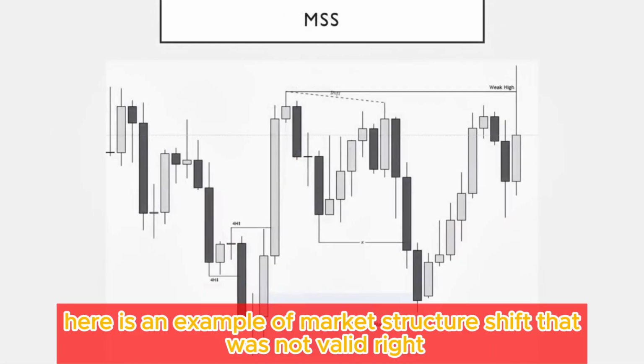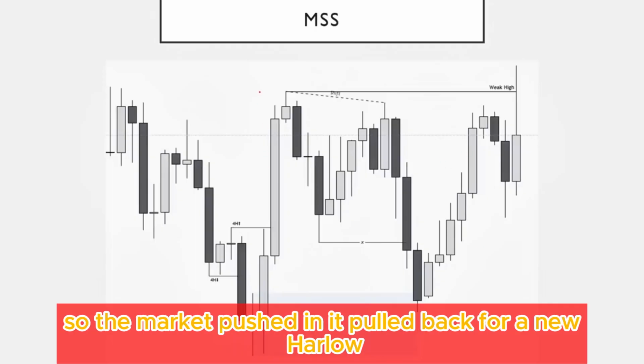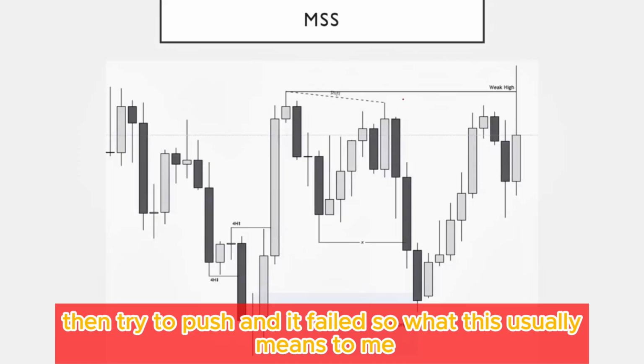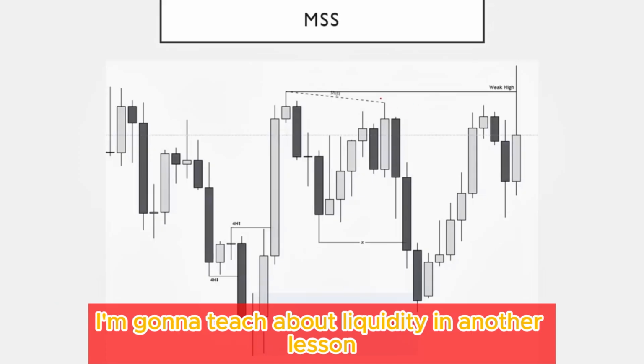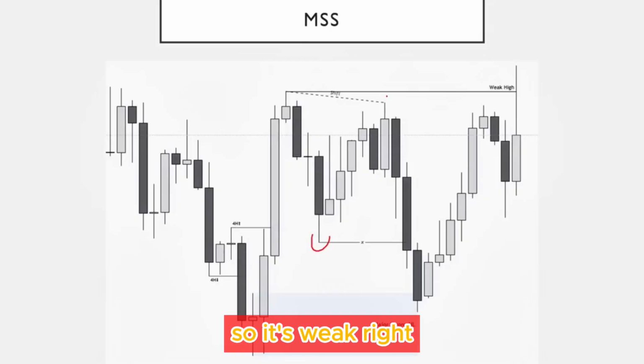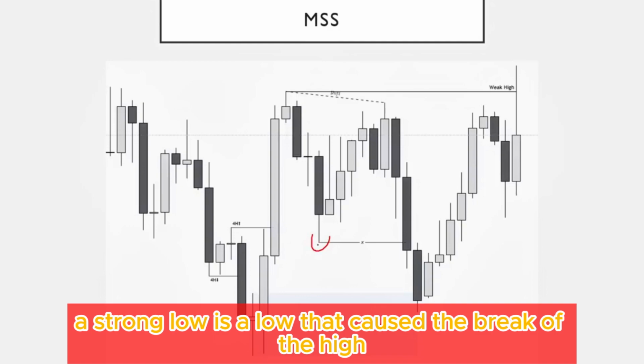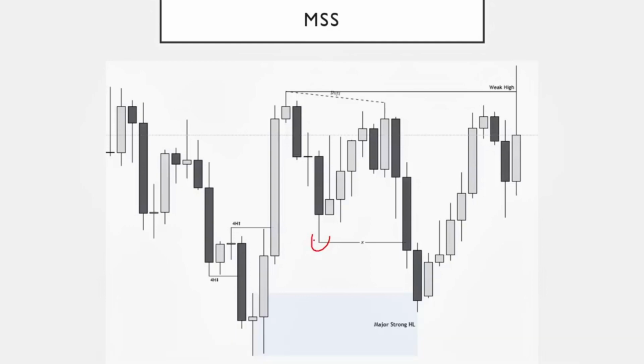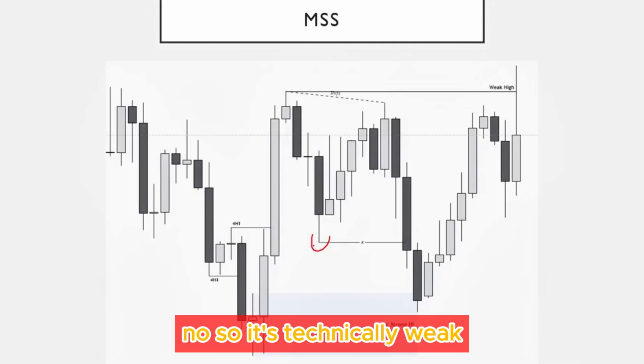Okay? Here is an example of a market structure shift that was not valid, right? So the market pushed in. It pulled back for a new higher low, then tried to push and it failed. So what this usually means to me, I'm going to teach about liquidity in another lesson, is that this low failed to make a new high, so it's weak, right? A strong low is a low that caused the break of the high. Did this low cause the break of the high? No, so it's technically weak.